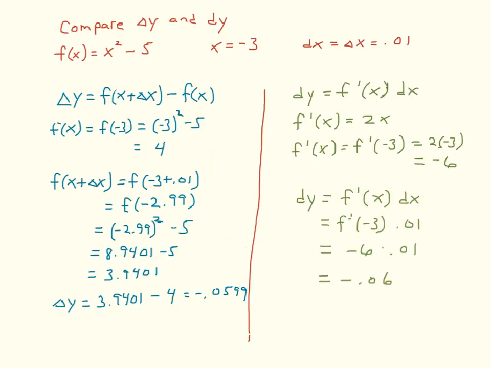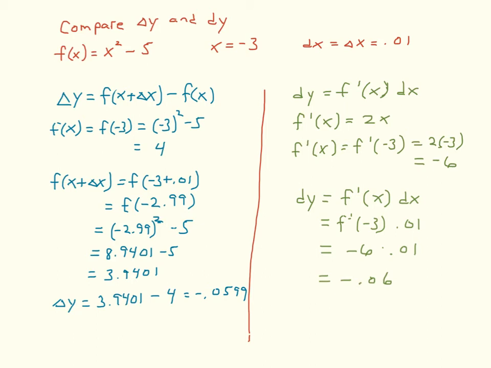Another thing we're going to be asked to do is to compare delta y and dy for the same problem. In other words, we want to see how close these are. If you look back at our diagram from before, you'll notice that as delta x or dx gets smaller, closer to 0, delta y and dy are also getting closer and closer to each other. So when we have a very small value for delta x and dx, we know that our values for delta y and dy should be pretty close.